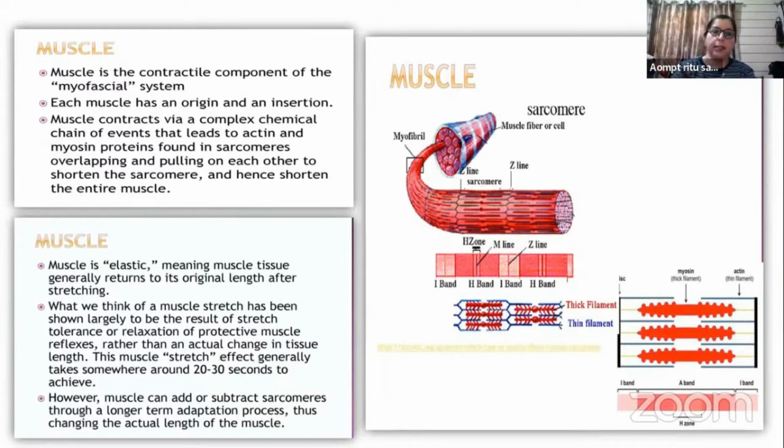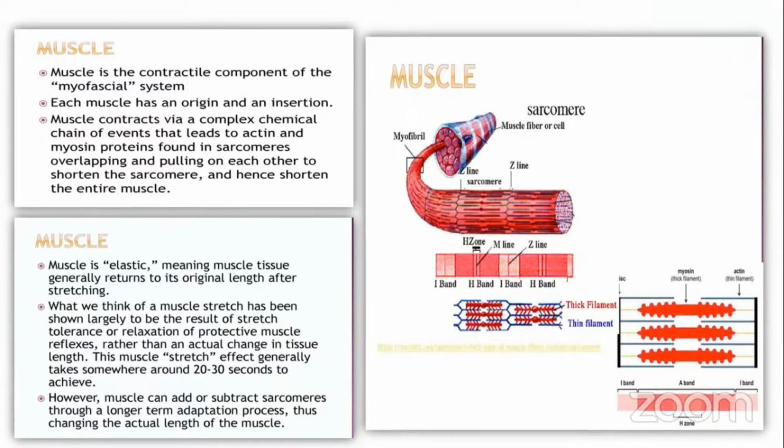So we can understand why the muscle is coming, not only in the shortening position, but at that time these units, the sarcomeres or the entire muscle, because of the lengthening of the sarcomere, they are getting the length.